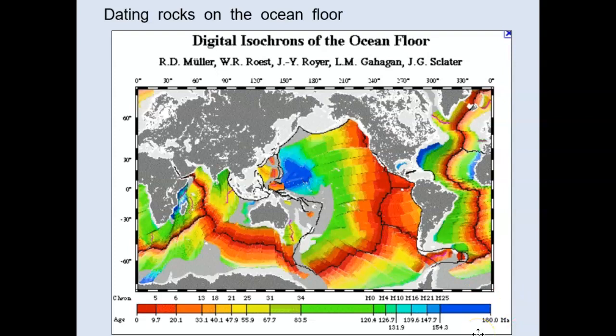So that is pretty much what you can see on the image itself. Here below you have a scale that says millions of years. So the red colors means that those are the youngest rocks.